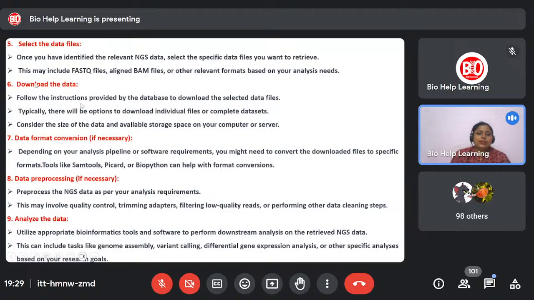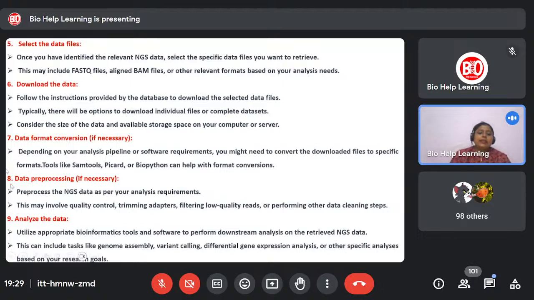Sixth one is to download the data. So follow the instructions provided by the database to download the selected data files. Typically there will be an option to download individual files or complete data sets. And consider the size of the data and available storage space on your computer or server. Seven is the data format conversion, which I already explained in the fifth step.